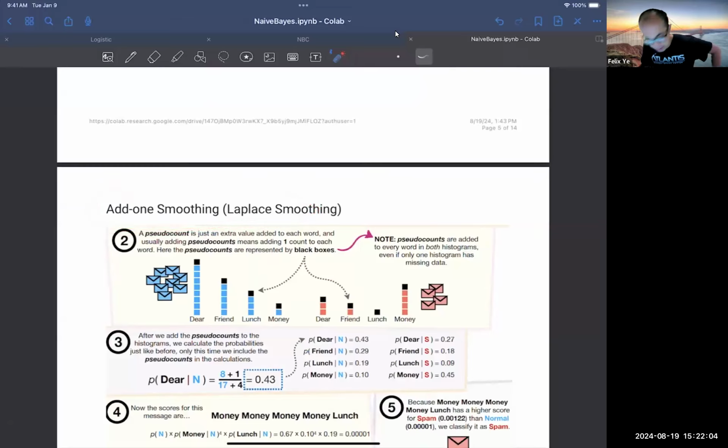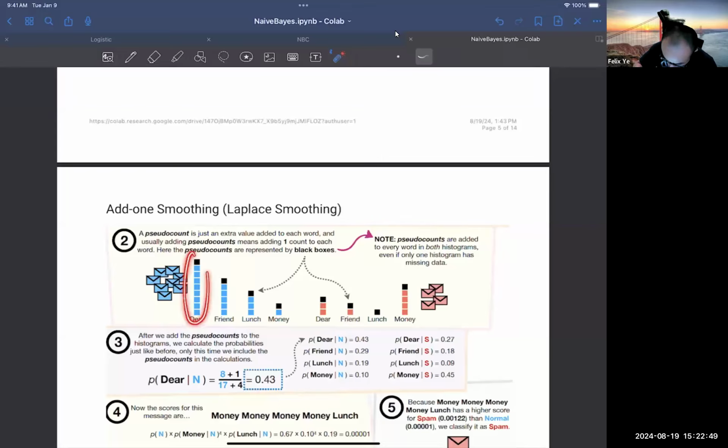So what you can do is something called add-one smoothing, also called Laplace smoothing. What you do is add a pseudo count, that means give an extra value to each word. We usually universally add 1 to each word count. This count is added to every word in both histograms, even if only one histogram has a missing data. This ensures things are as unbiased as possible.